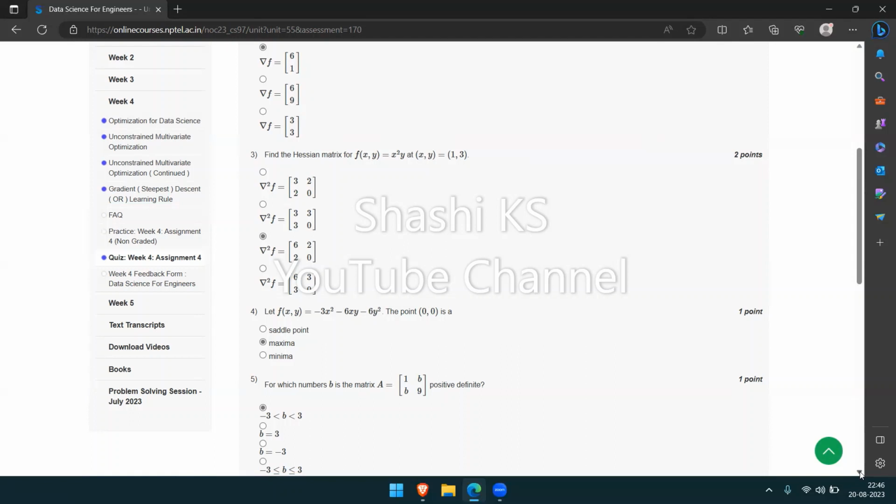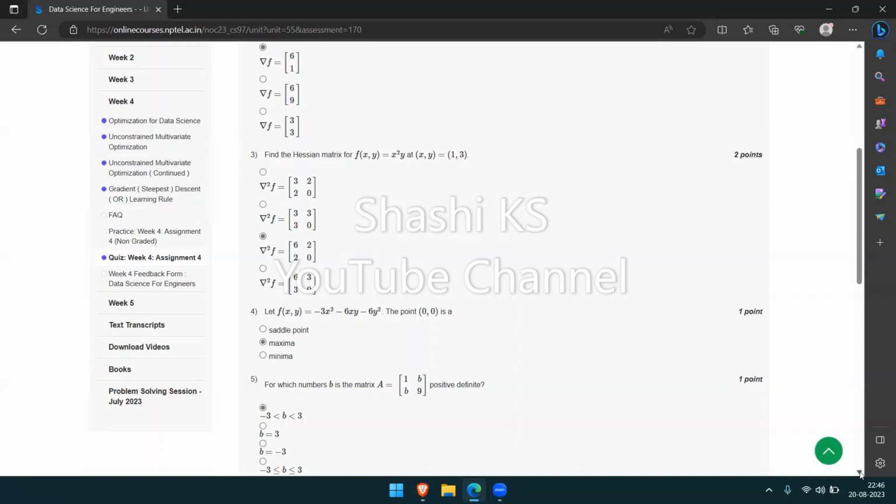So we need to find whether the point 0 comma 0 is a saddle point or a maxima or a minima. So to find that, we are checking if the value of d is greater than 0 and the value of fxx is greater than 0, then f of a comma b is a local minima. Here our value of d is greater than 0, that is 36, and fxx value is minus 6, which is less than 0. If the value of d is greater than 0 and fxx is less than 0, then f of a comma b is a local maxima. So here the answer is local maxima.